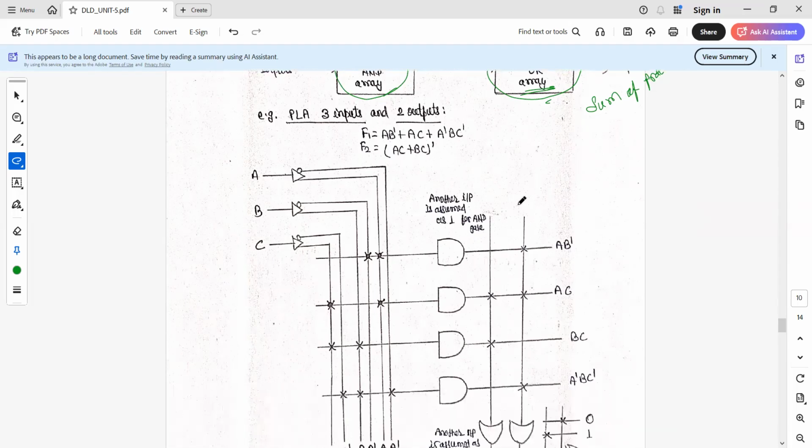So from the examination point of view, a function will be given. Generally for the function, minterms will be given. Given the minterms, we have to do the K-map, and from the K-map we obtain the Boolean function. Sometimes they ask to design this PLA with the help of 4 product terms, or with the help of 3 product terms.